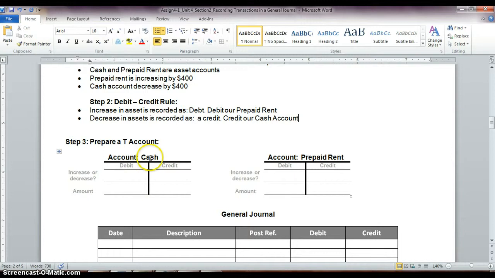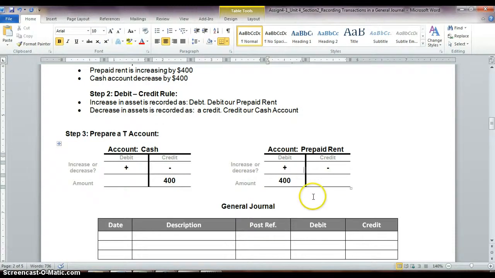We have our cash here. We said we're going to credit our cash account, but first let's put in our increase and decrease signals. So in an asset account, our debit is always our increase, credit's our decrease. This is another asset account, so we're increasing and decreasing here. Decreasing cash for $400, and we're increasing prepaid rent by $400.